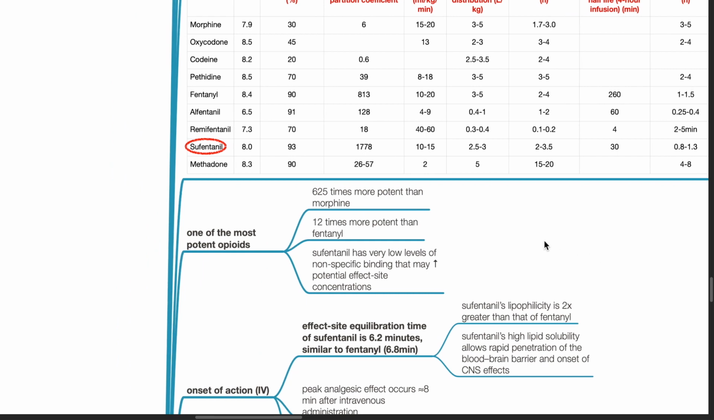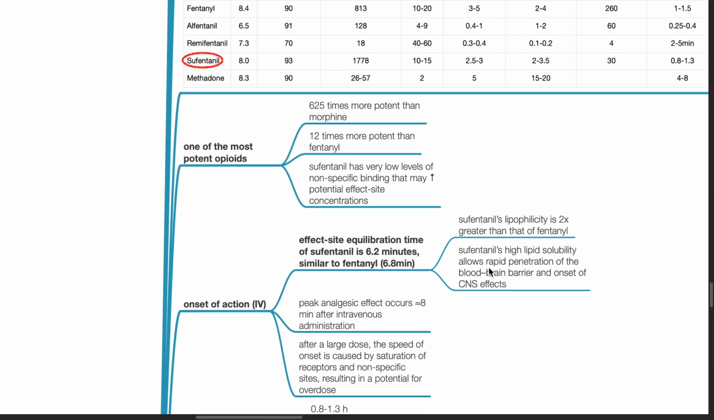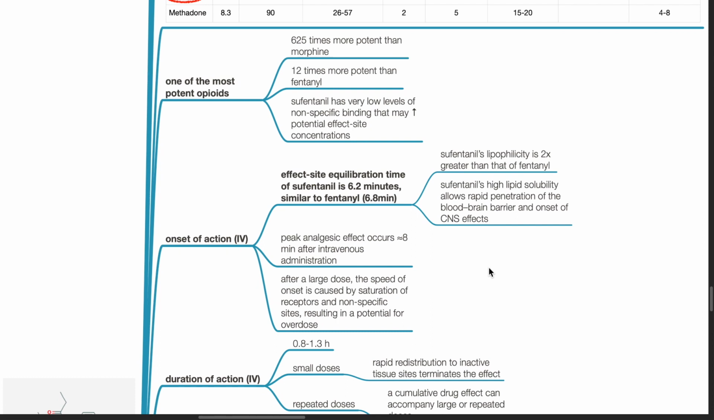Sufentanil is one of the most potent opioids. It is 625 times more potent than morphine, 12 times more potent than fentanyl. Sufentanil has very low levels of non-specific binding that may increase potential effect site concentrations. Onset of action: effect site equilibration time of sufentanil is 6.2 minutes and is similar to fentanyl, 6.8 minutes.